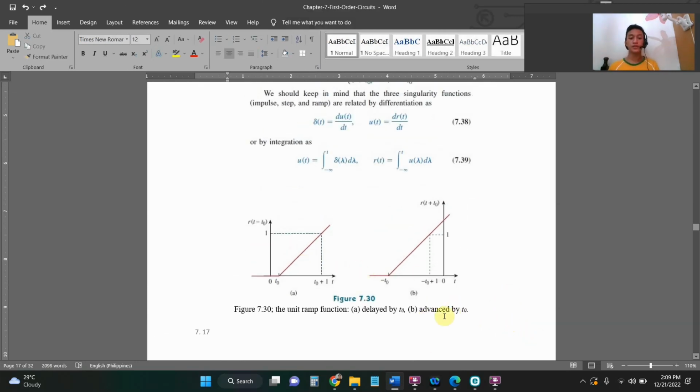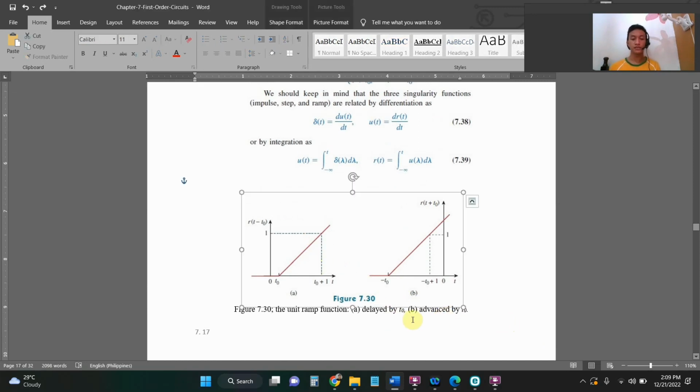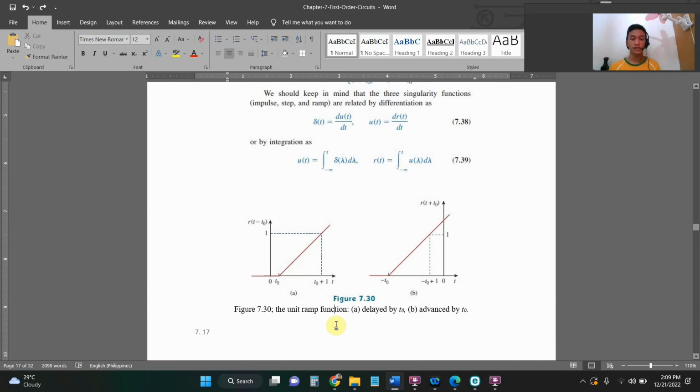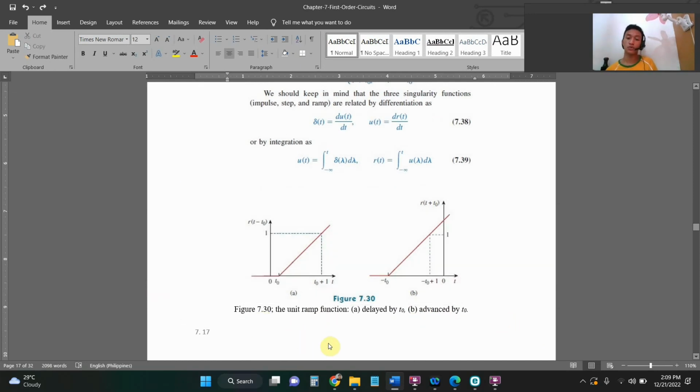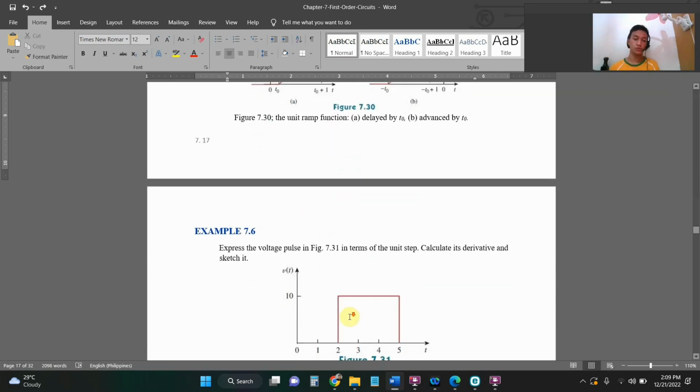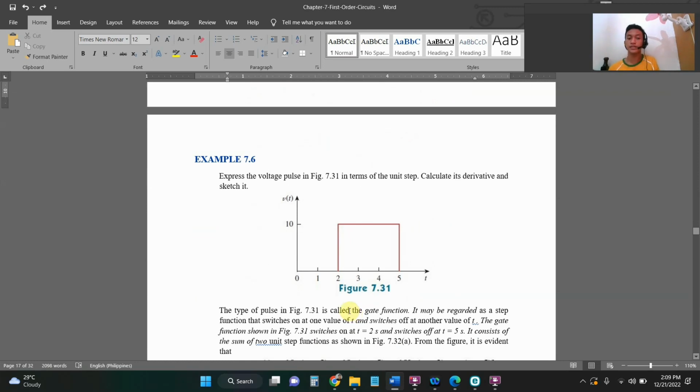In figure 7.30, as you can see, the figure in A is what we call the unit ramp function which is delayed by t₀, and in figure B, this is what we call the unit ramp function which is advanced by t₀. Let's say, for example, in example 7.6.